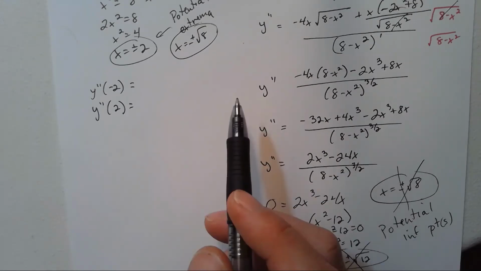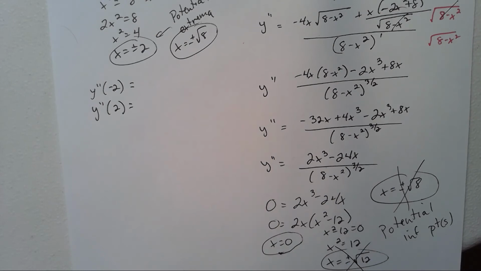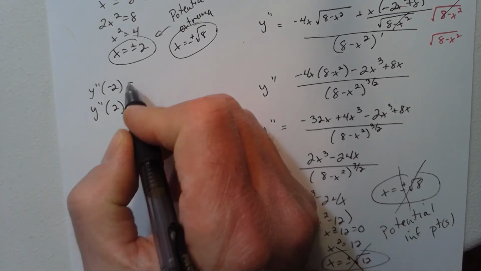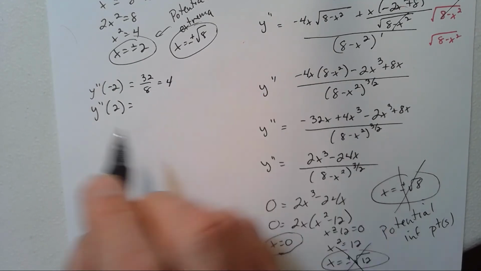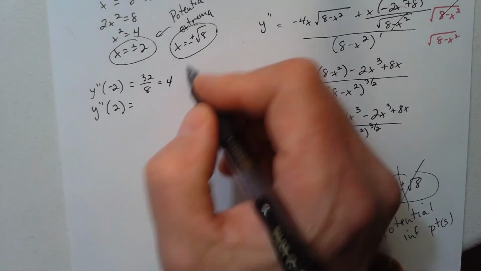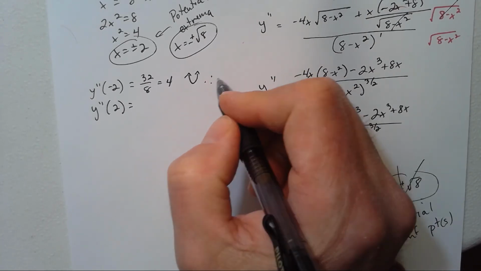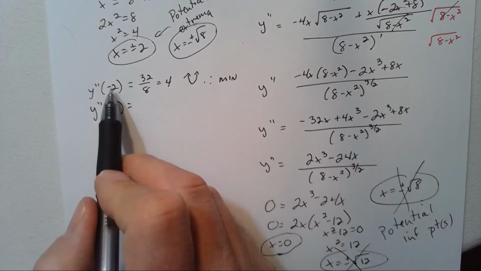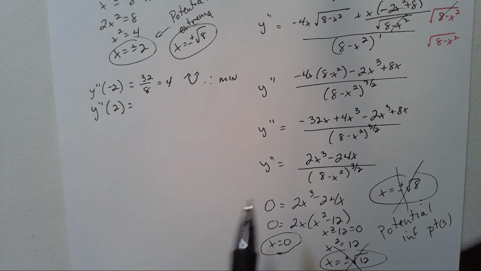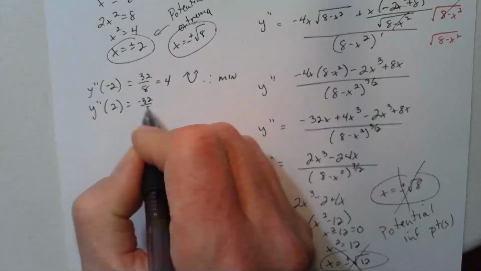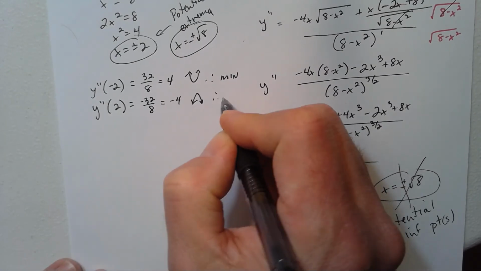you would get y double prime of negative 2 is 32 over 8, which is 4. So what's important about that is it's positive, so it's concave up. So therefore it's going to be a minimum at that point. So negative 2 is going to produce a minimum. If I plug 2 into my second derivative, I'm going to get negative 32 over 8, which is negative 4. That's concave down, therefore it's going to be a max.